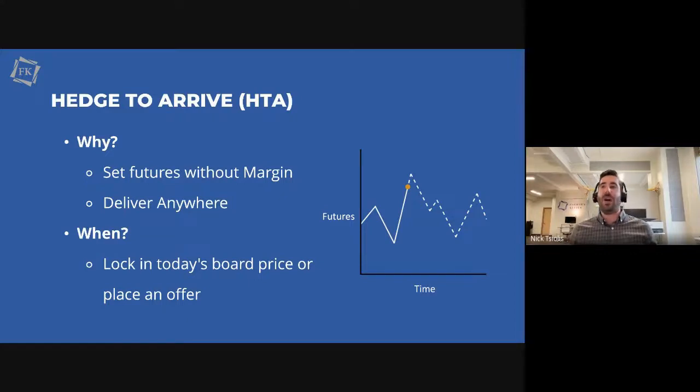Let's start off talking really basic about an HTA, also known as a hedge to arrive. Hedge to arrive is similar to just setting futures on the board. So when you set an HTA, you can decide if you like the current market price. You can sell however many bushels you want at that price and lock it in and then set your basis later. So we know that futures prices and basis are going to be typically different from each other.